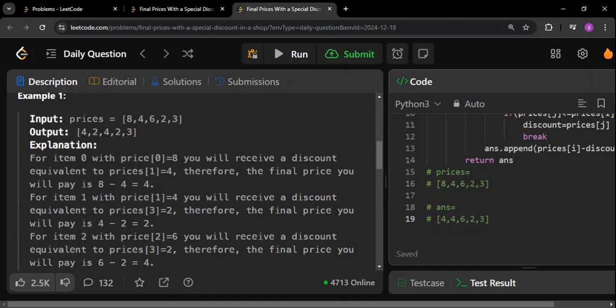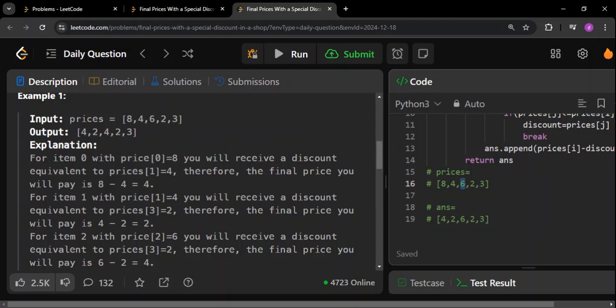Okay, now let's see the next one. Now we are at 4. Now we have to find the discount that will apply to 4. So after 4, what is the first price? After 4, the price is 6. 6 is not less than 4. Remember that 6 is not less than 4. So we cannot do anything much. So after 6, what is the next one? After 6, it is 2. Since 2 is the first number after 4 which is less than 4, this is going to be the discount for the price 4. So you have to do 4 minus 2, which is going to be 2. So this is going to be 2.